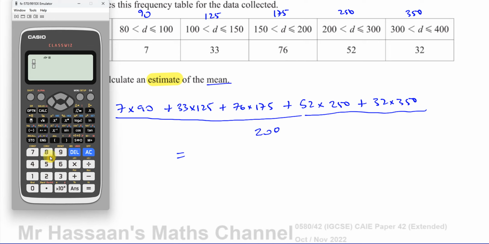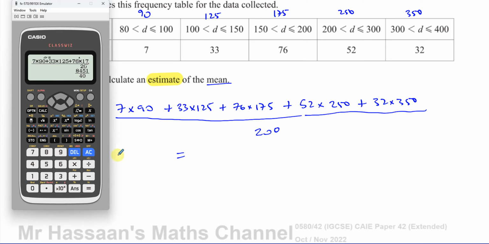There'll be a few method marks here, which you will definitely get if you show those steps. So now we're going to put the values in very carefully. 7 times 90 plus 33 times 125 plus 76 times 175. Be very careful. Just make sure that I type them all correctly. Plus 52 times 250 plus 32 times 350. Divide all of that by 200.